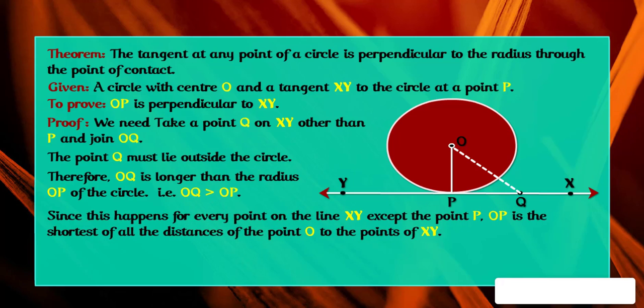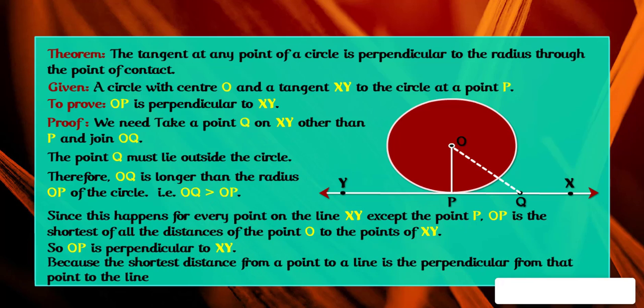Since this happens for every point on the line XY except the point P, OP is the shortest of all the distances of the point O to the points of XY. So OP is perpendicular to XY, because the shortest distance from a point to a line is the perpendicular from that point to the line.